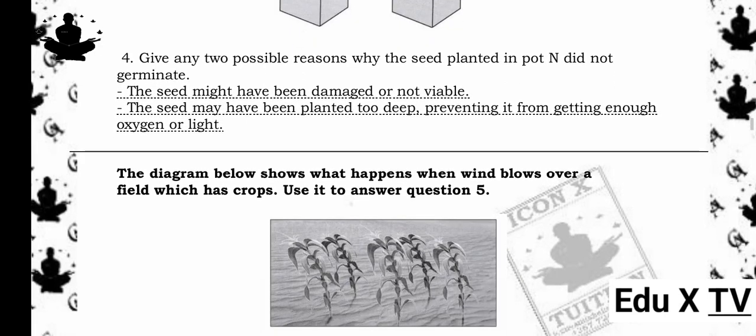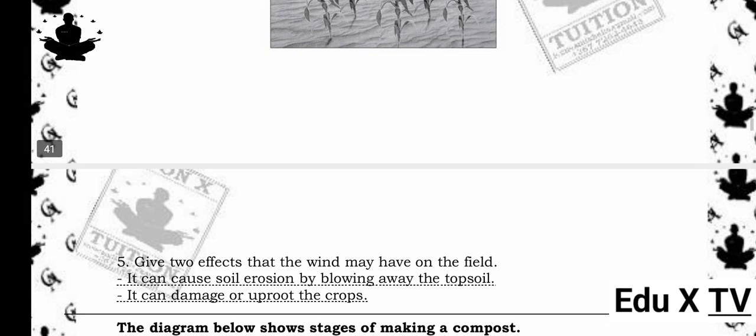The diagram below shows what happens when wind blows over a field which has crops. Use it to answer question 5. 5. Give two effects that the wind may have on the field. It can cause soil erosion by blowing away the topsoil. It can damage or uproot the crops.